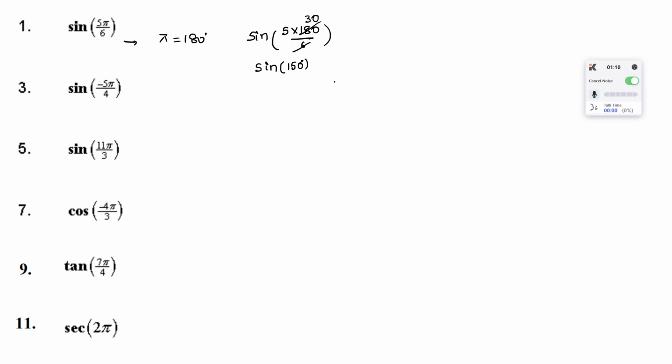In first quadrant, all trigonometric ratios are positive. In second quadrant, sine theta and its reciprocal are positive. In third quadrant, tan theta is positive. And in fourth quadrant, cos theta is positive.